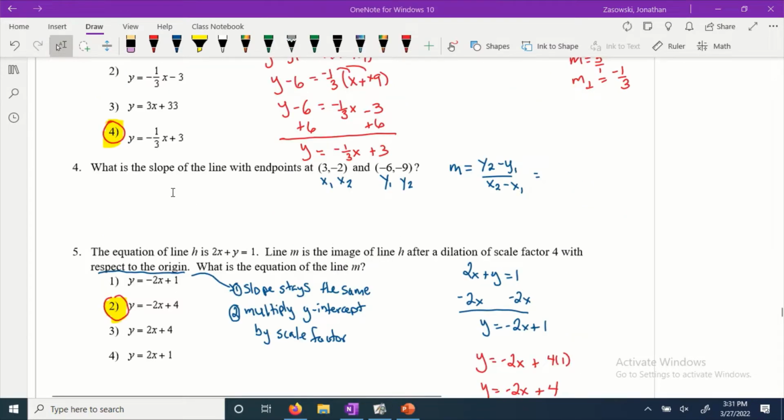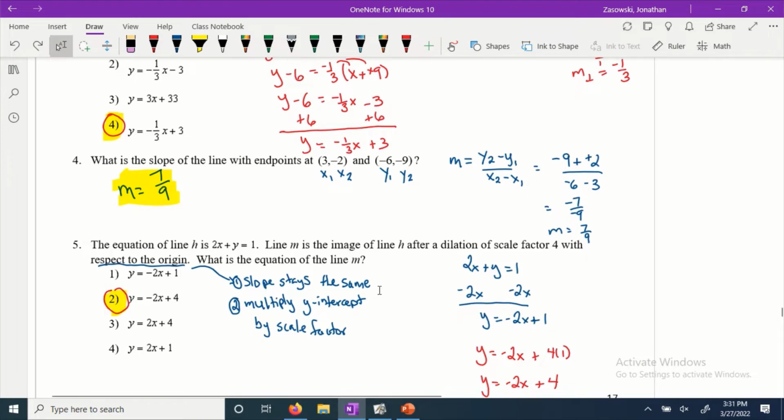All right, number 4, we're finding the slope. So remember our slope formula, y2 minus y1, so second y coordinate minus the first y coordinate, over x2 minus x1. The answer is going to be 7/9. Remember, going to plug in, so -9 minus the -2, or plus 2, and then -6 minus 3. So that's just -7 over -9. And then remember both of them are negative, so it leads to a positive 7/9, and that's our slope.